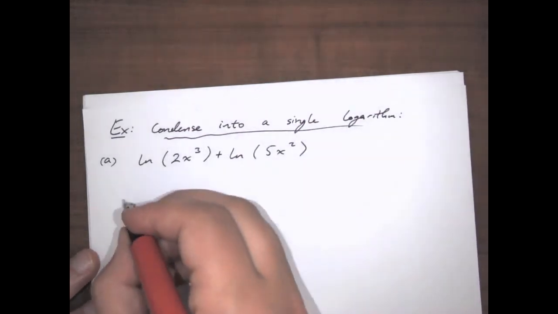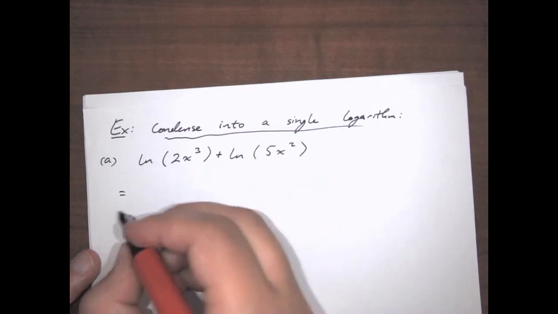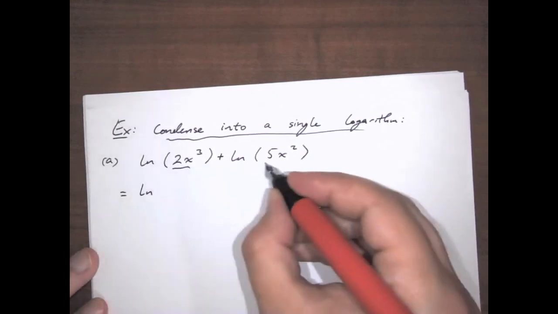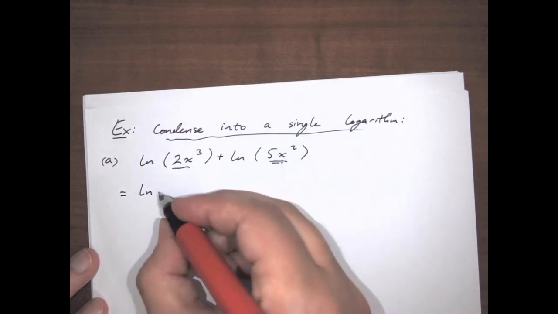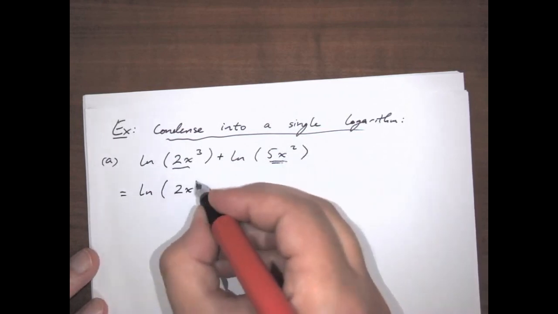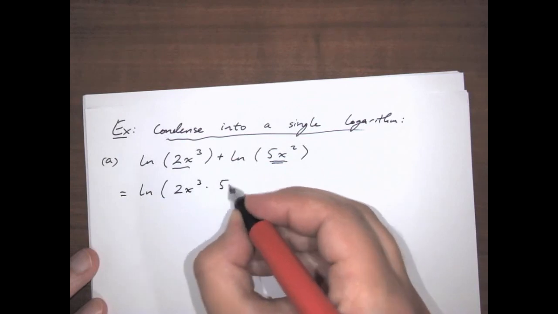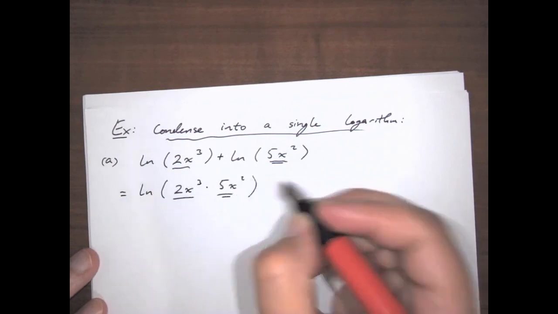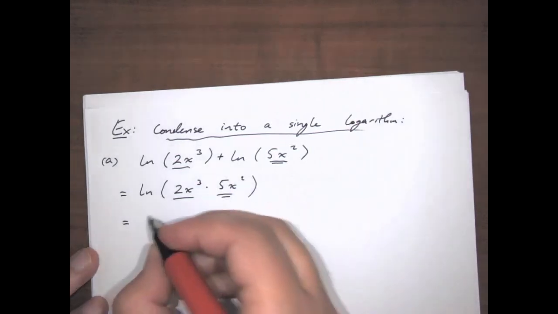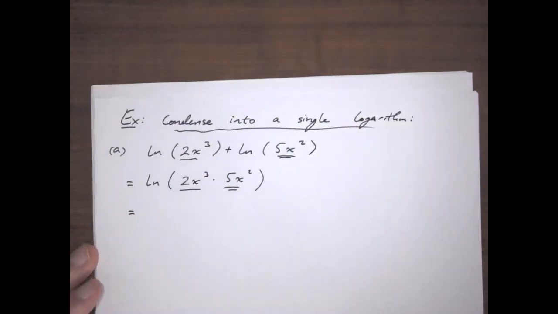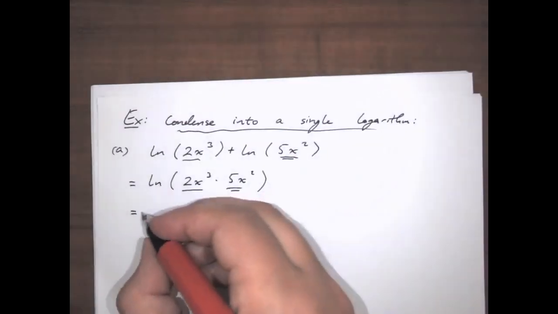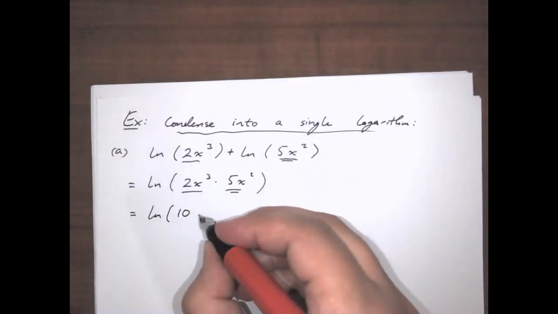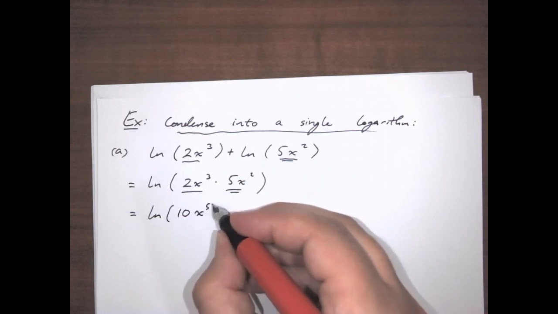Now here, because we have a sum of two logarithms, we would just multiply together what's inside each. So those get multiplied. But then once it's in this form, we can actually execute the multiplication. So 2 times the 5 is going to be 10. And x cubed times x squared is going to be a total of x to the 5th.